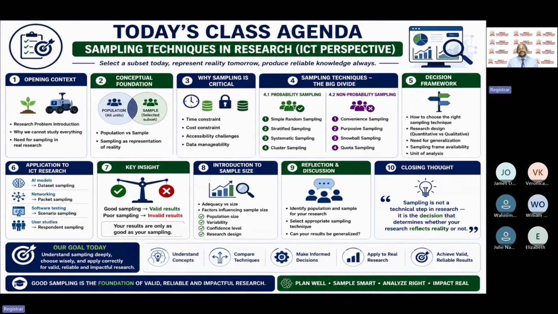Now the question comes: if time is not a constraint for me, if cost is not a constraint, if I don't have accessibility challenges, and I can manage the data well, then there is no need for sampling. You do a full study of the population, and that will be a great thing. But in the real world, it is very difficult. Now, how are we going to divide the sampling techniques? There is a big divide. The sampling techniques are basically divided into probabilistic sampling and non-probabilistic sampling.